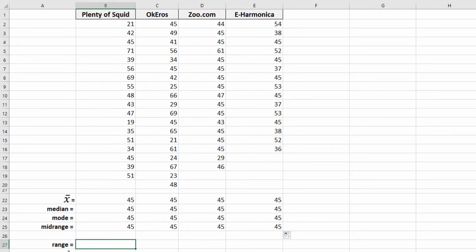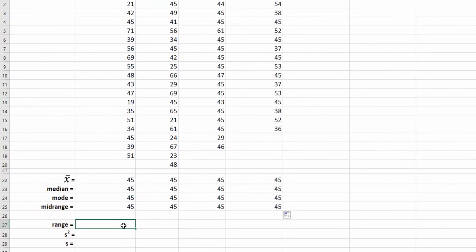Range is a measure of variance. These first four things we did were measures of center. The mean, median, mode, and mid-range tell us about where the data is centered. The range, however, is a measure of variance, and it tells us how scattered the data is, how far all over the map it might be.